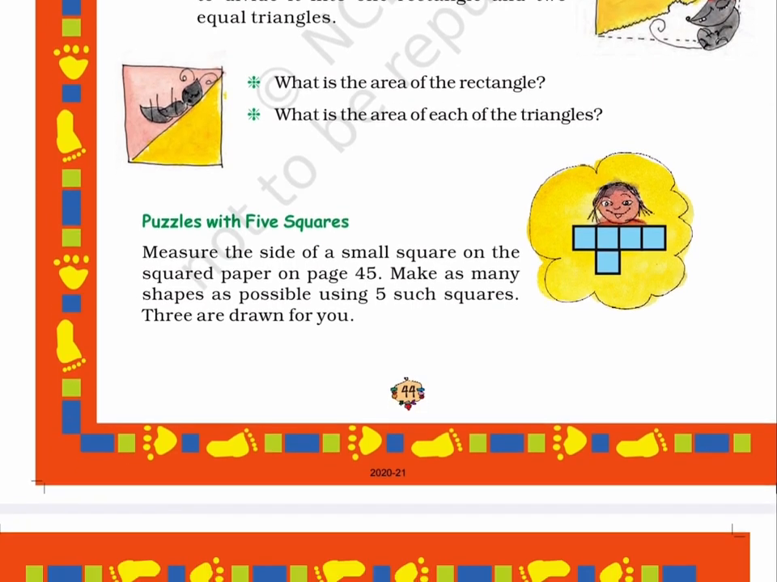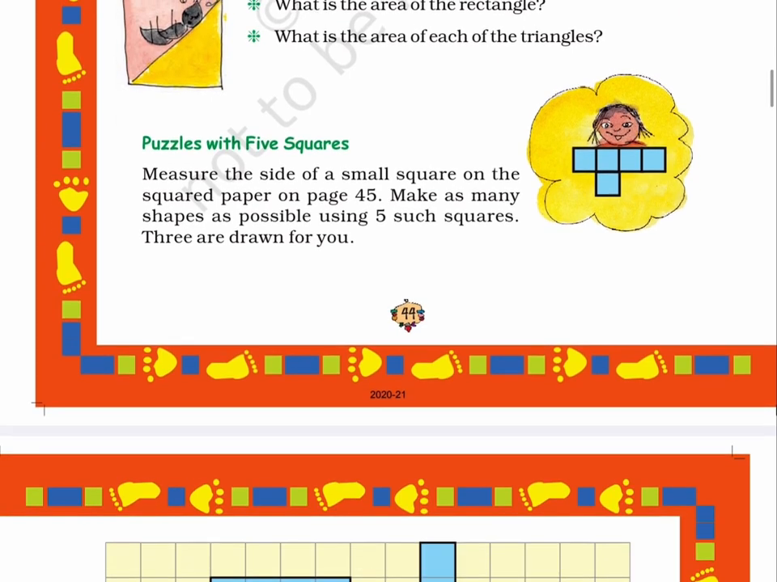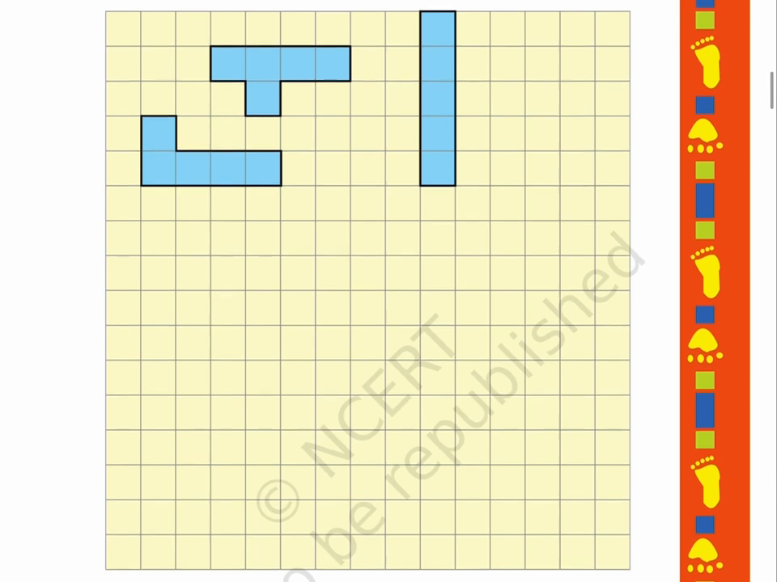Part 3. Page 44. Puzzles with 5 squares. Measure the side of a small square on the squared paper on page 45. Make as many shapes as possible using 5 such squares. 3 are drawn for you. Page 45. We see the picture of a large square gridded space with the 3 shapes already drawn for the students using 5 squares. Rest of the shapes have to be drawn by you.